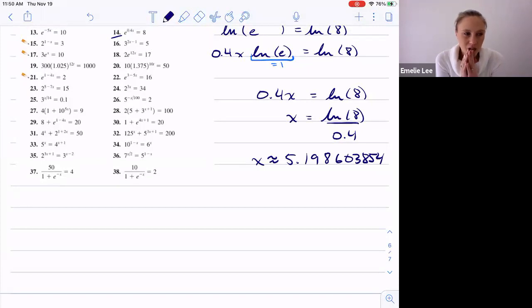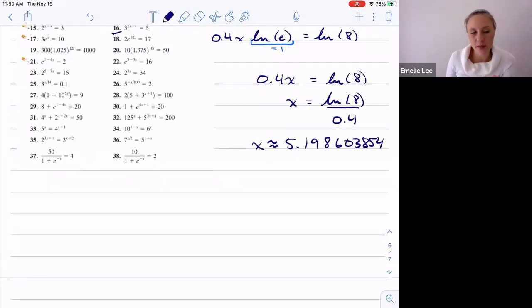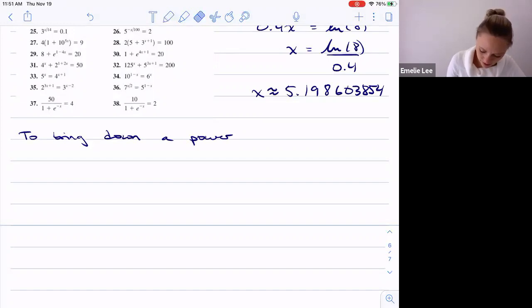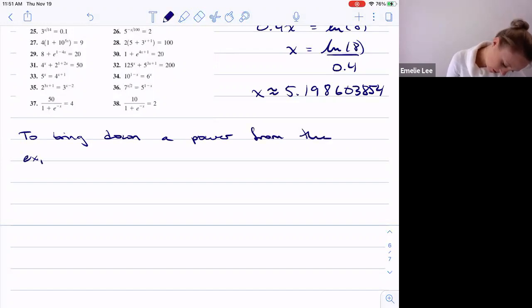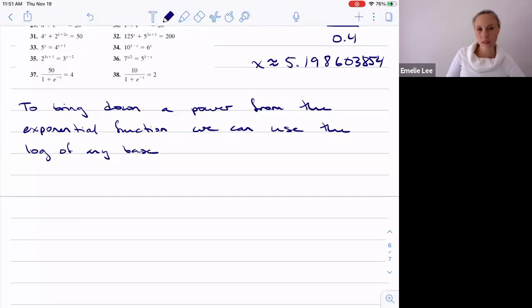Okay. Let's do 16. But before we do, to bring down a power from the exponent, from the exponential function, we can use the log of any base. So I'll often use the ln, right? So I will often use ln.